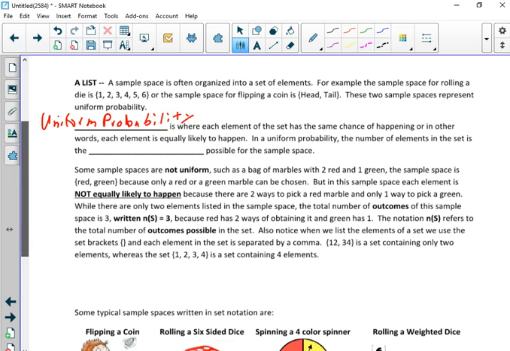Uniform probability is where each element of the set has the same chance of happening, or in other words, each element is equally likely to happen. If you think of a Scrabble game, there's not one of each letter in there. Some letters there are more of than others. That's not uniform. Or if I have a bunch of marbles in a bag of different colors, but I have 6 of one color, 5 of another, 2 of another, that's not uniform. But if I had 6 red, 6 blue, 6 yellow, that would be uniform. So in uniform probability, the number of elements in the set is the total number of outcomes possible for the sample space.